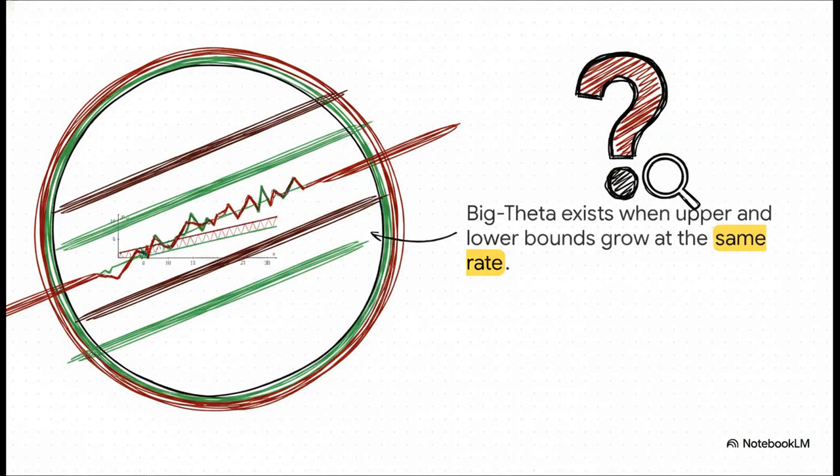Look closely at how this plays out visually. That dark red line, that's your upper bound, big O. The green line is your lower bound, big omega. And because those two lines are growing parallel to each other at the exact same rate, the actual function, which is that wavy red line in the middle, is perfectly sandwiched right between them. This means big theta exists, and that gives us a really predictable order of growth.